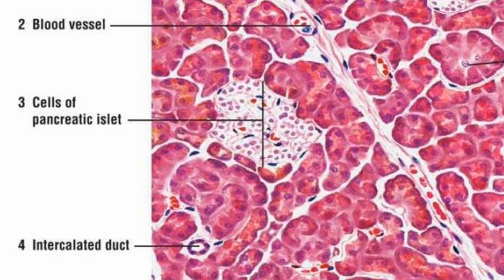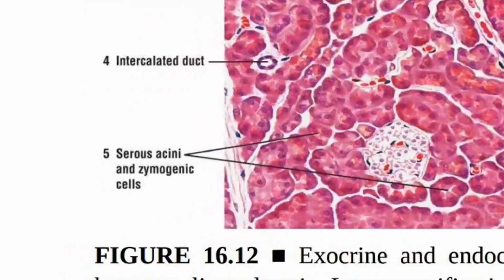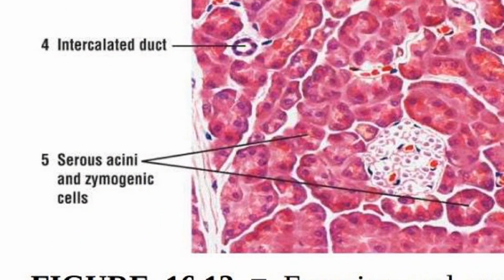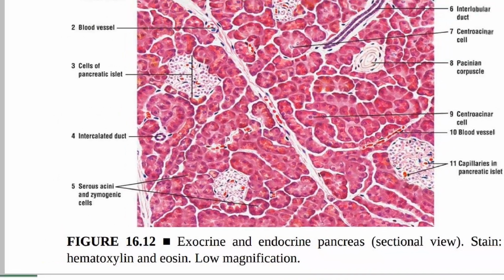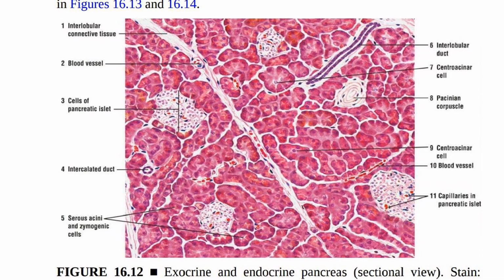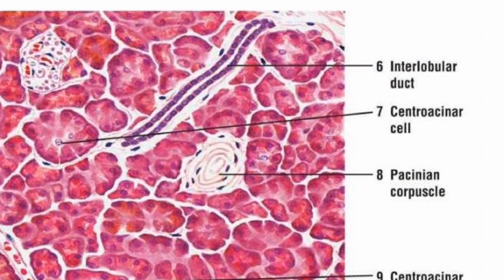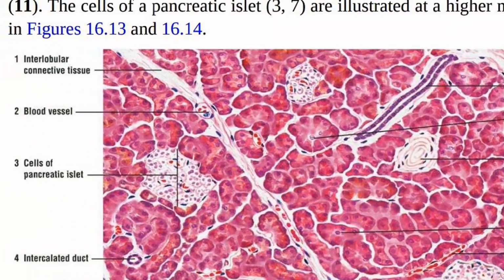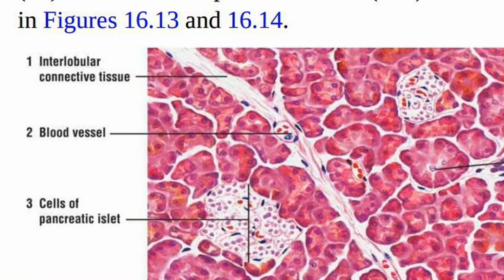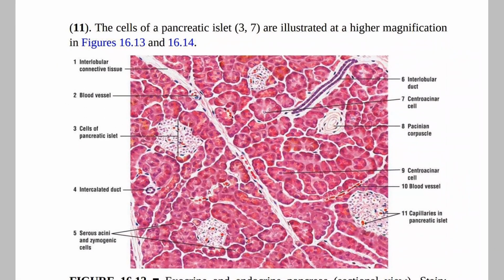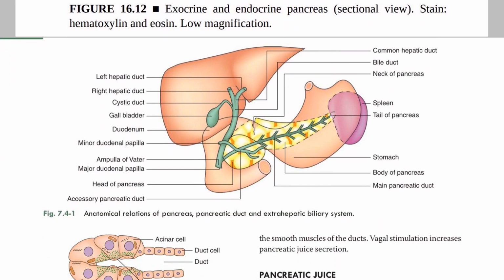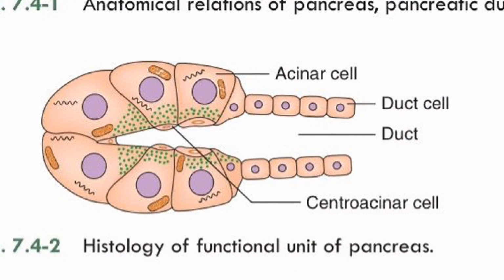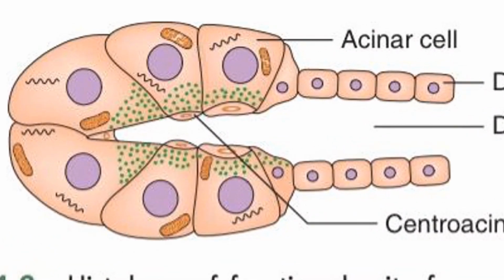Cells of pancreatic islet, okay, acini and zymogenic cell, then the duct, interlobular, interlobular, connective tissue, blood vessel, then this figure, okay, acinar cell, then the centroacinar cell, duct cell, okay, then the green color zymogen granules are shown.